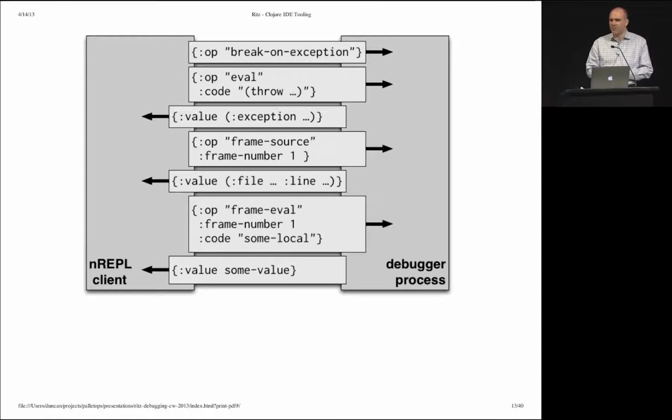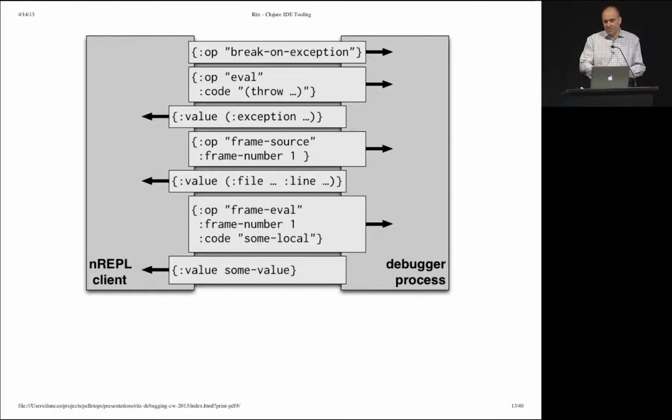It's just giving it a message ID it can reply on. So in the second message, we're going to eval some code, which is going to throw an exception. At that point, it replies to the first message with details of the exception, which get displayed in the client. The client can then select a frame. In this case, we're going to look at the source code for a particular frame. So it asks for the source code location for that frame, looks it up, and replies with the file and the line number, and the client can then display that.